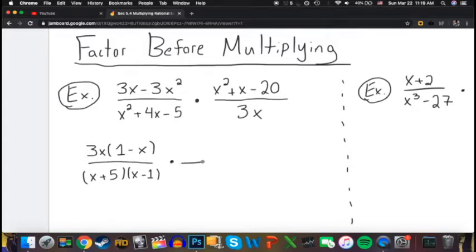Okay. Now we see the denominator for this expression can't be factored, so we're just going to keep it as 3x, and then over here this one can factor again, so we can get an x plus 5 and an x minus 4.